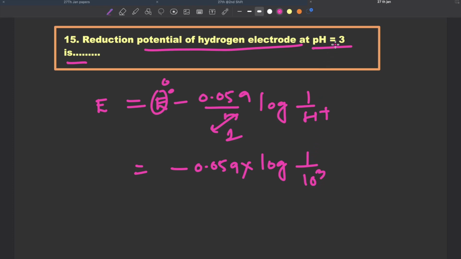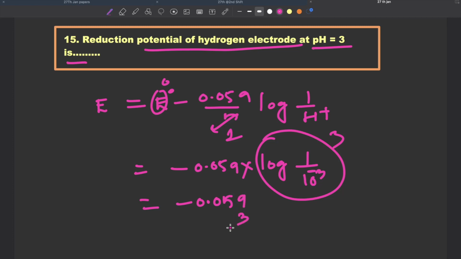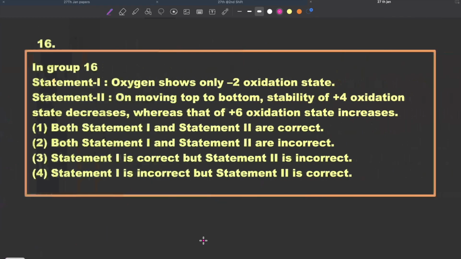So pH equals H plus, 10 power minus 3. So this becomes 3. So the answer should be minus 0.059 multiplied by 3, we just need to multiply. So this is 7, 2, and again 1, 7, so we got a decimal here. So this should be the answer for this question, right. So negative 0.177 is the answer.